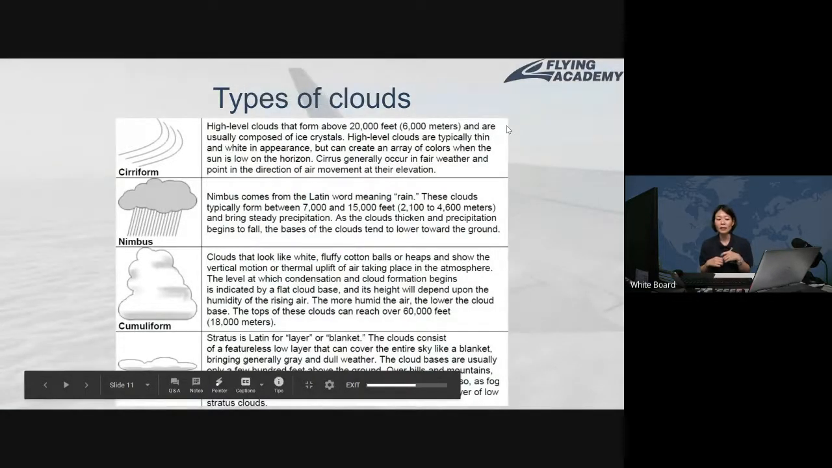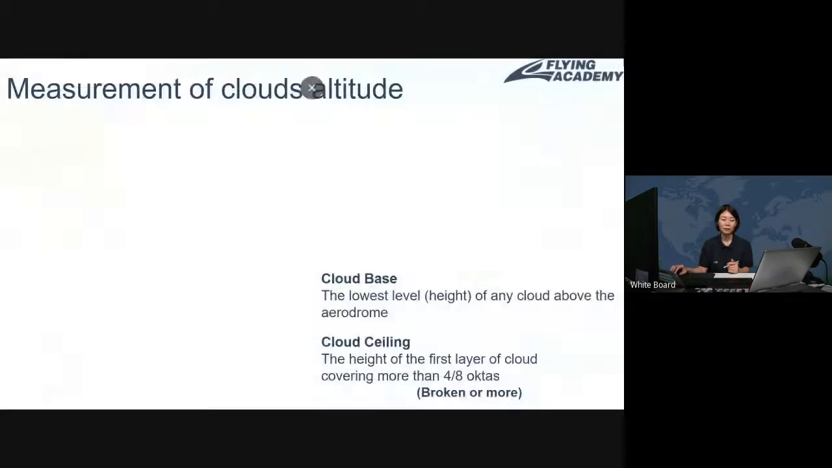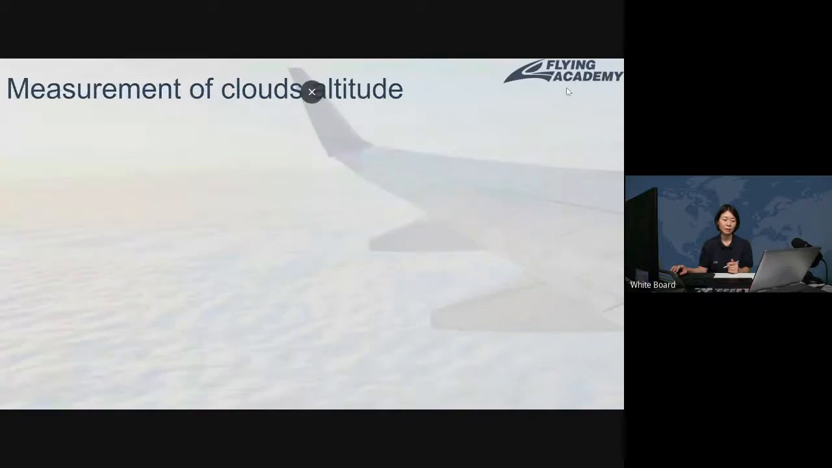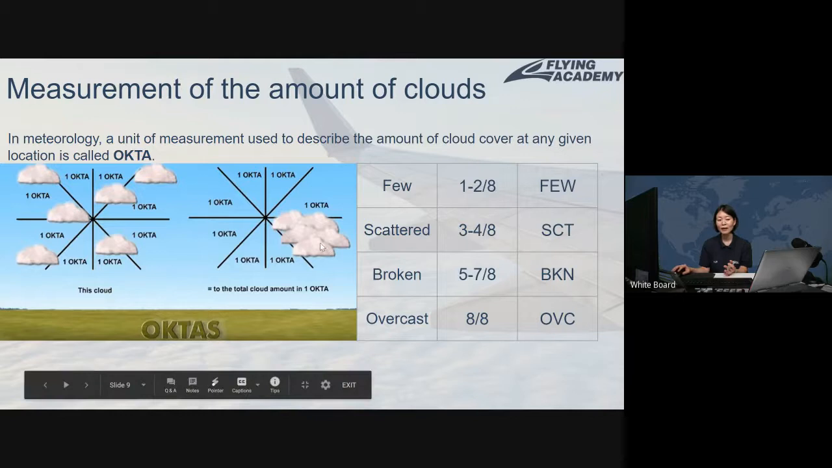Let me explain overcast. Overcast means it is fully covered. 8 octas: we divide the sky into 8 pieces. Overcast means fully covered. Here, we divide our sky into 8, and there is some cloud, and they push the cloud into one place. If only 1 and 2 are covered, it means few. Scattered is 3, 4, so it's almost 50% coverage of the sky. Broken is 5 to 7, and overcast is fully covered.